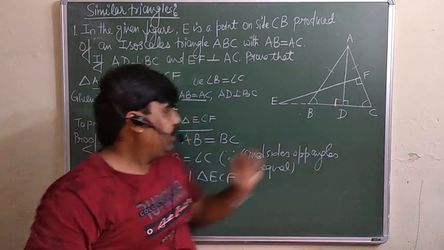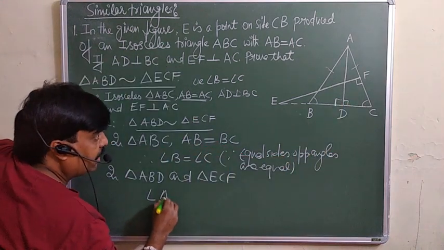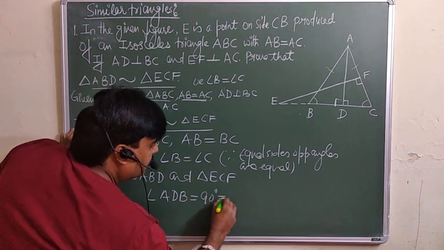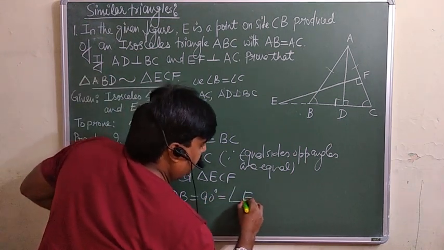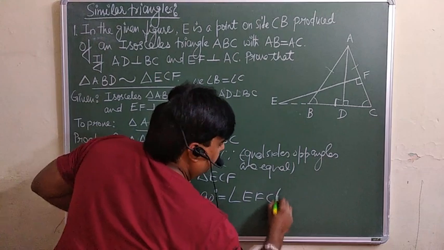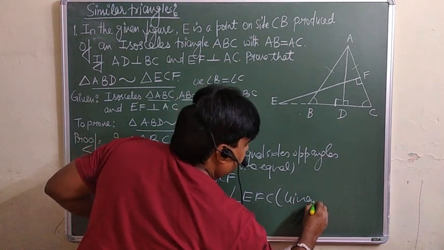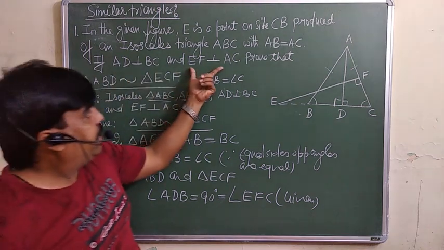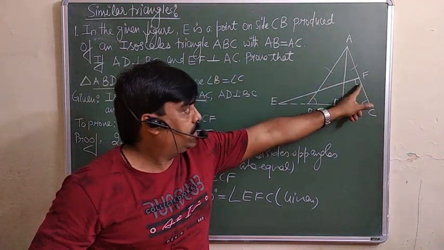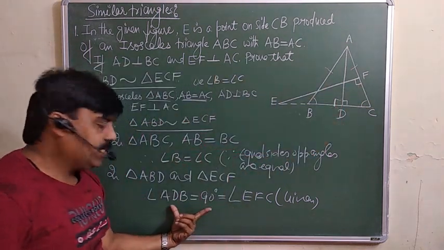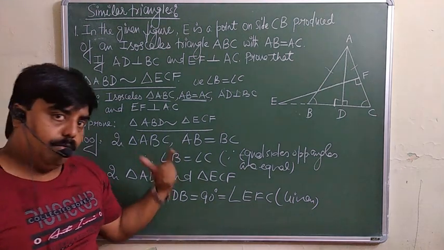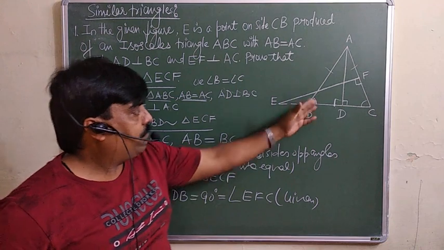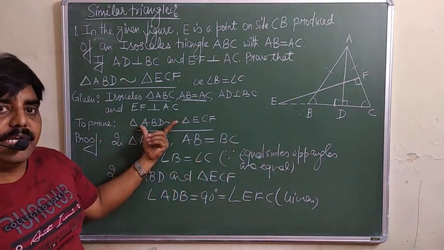So this is your 90. You can say angle ADB is equal to 90, which is equal to angle EFC. This is already given, because AD is the perpendicular on BC and EF is perpendicular on AC. So this is 90, this is 90. One angle is 90. It means we require one more angle. If we can make one more angle equal, then after that you can declare both the triangles are similar.